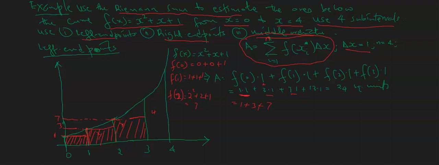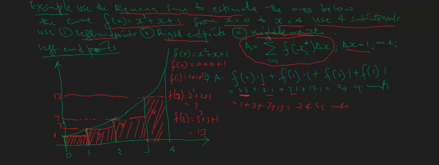And finally, the last subinterval, the left endpoint is at x equals 3, and therefore the height of this subinterval will be f of 3. f of 3 is 3 squared plus 3 plus 1, which is 9 plus 3 plus 1, which is 13. Therefore the area of this rectangle will be 13 times 1, which is 13, and this will give you 24 square units.